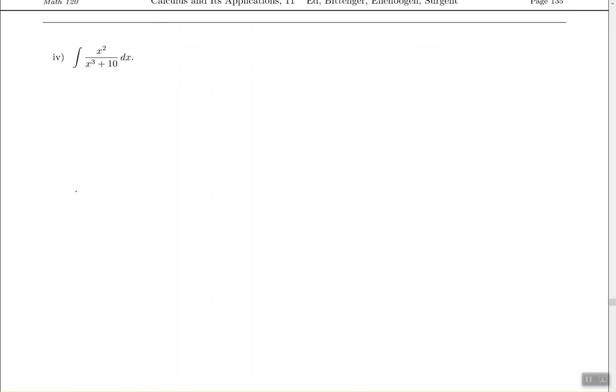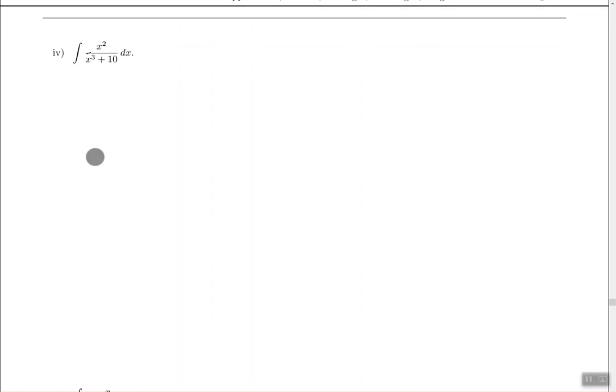So let's begin like we did previously. The thing I'm noticing here is that there's a fraction. So let me write down the problem. It's got x squared on the numerator. It's got x cubed plus 10 on the denominator. And then there's the dx.